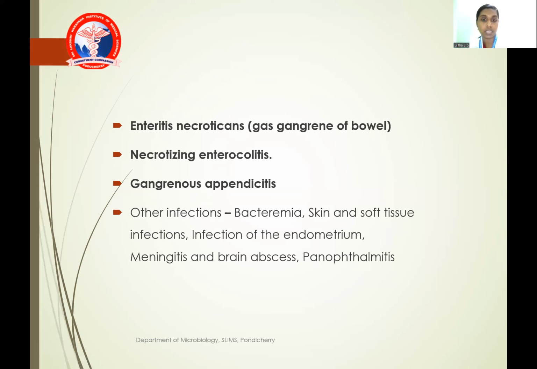And it can also cause other infections such as bacteremia, skin and soft tissue infections, and infections of the endometrium, then meningitis, brain abscess, panophthalmitis, etc.